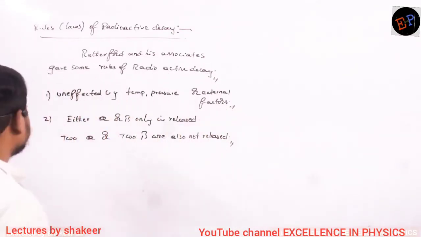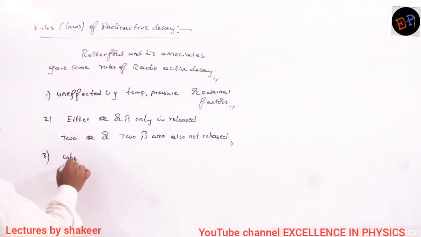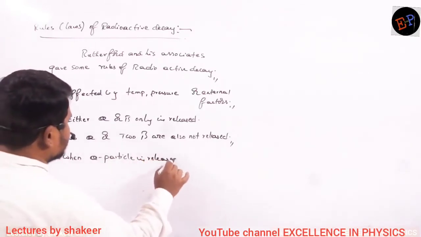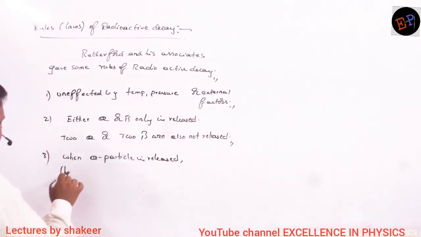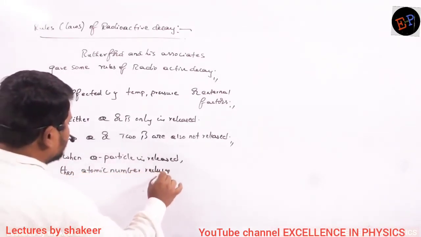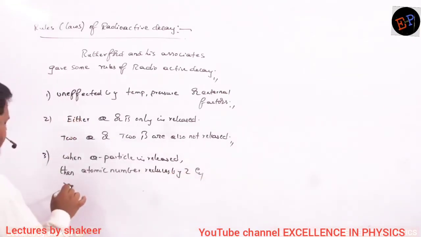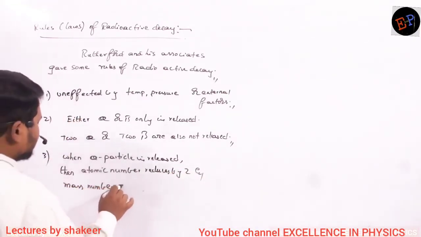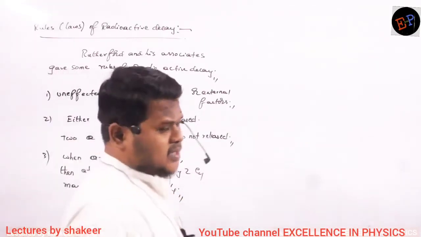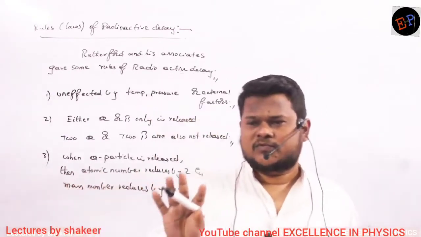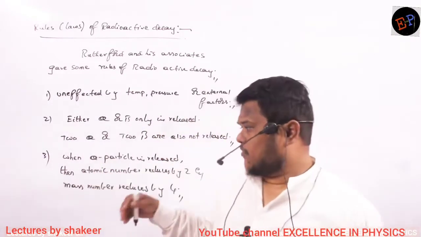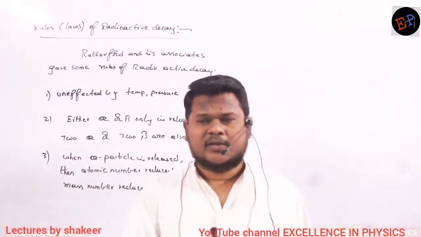This is another property. So the third property is when an alpha particle is released, then atomic number reduces by 2 and mass number reduces by 4. Because helium nucleus will have mass number 4, no? What is the mass of helium? 4 atomic mass units. And what will be its proton number? 2 protons will be there. So when an alpha particle is released, mass number reduces by 4, atomic number reduces by 2.